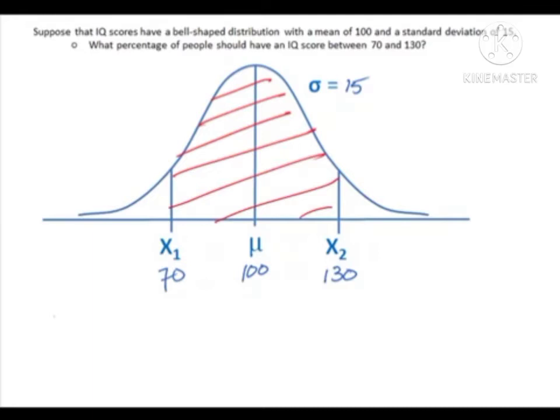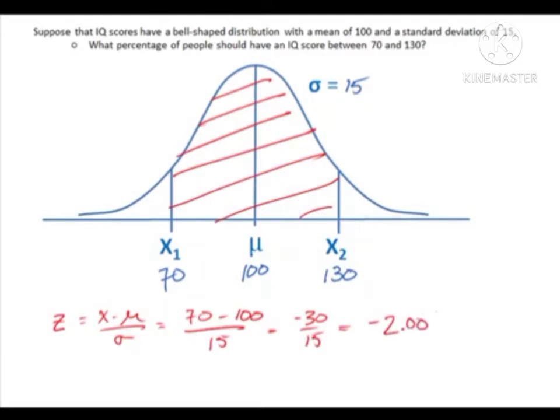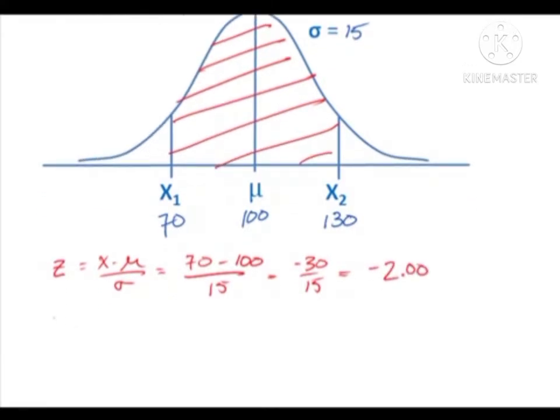Again, the first thing we do is find a z-score. Z is equal to x minus mu over standard deviation. So x being 70, minus 100, over 15, or negative 30 over 15, which is equal to negative 2.00. We also find a z for the second side. That is negative 2.00 standard deviations.